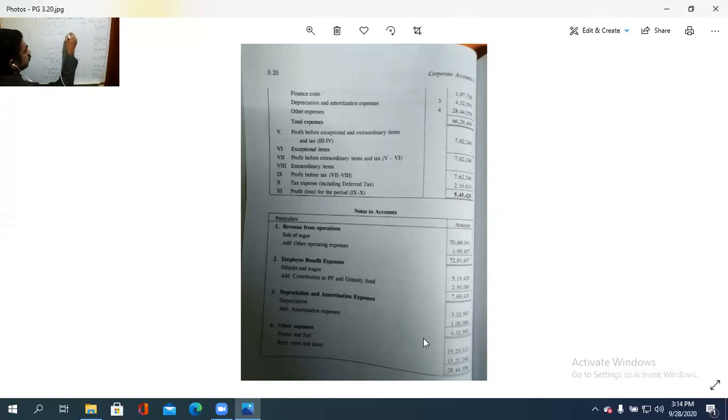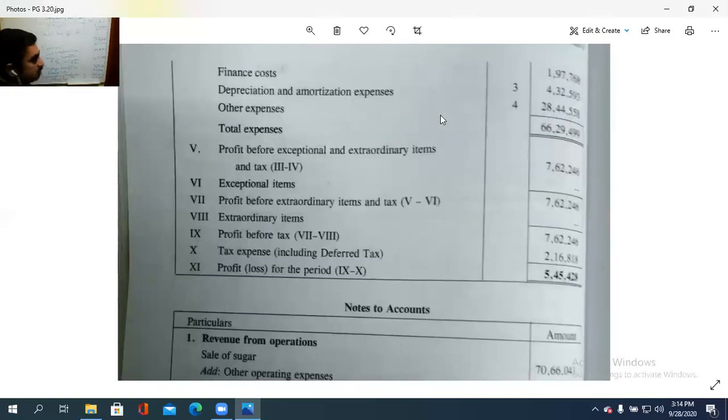Which item? Third minus fourth. That is how much? 7,62,246. This is the profit before exceptional, extraordinary items and tax.